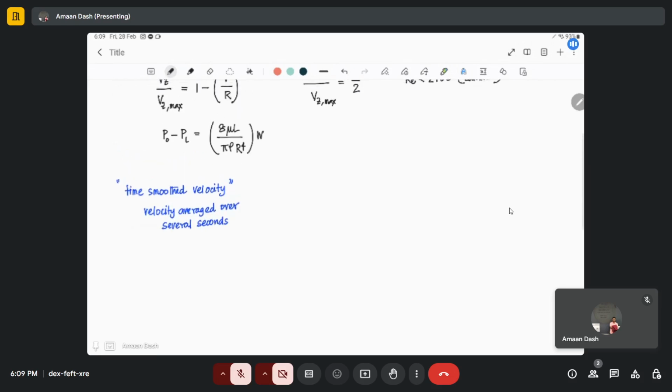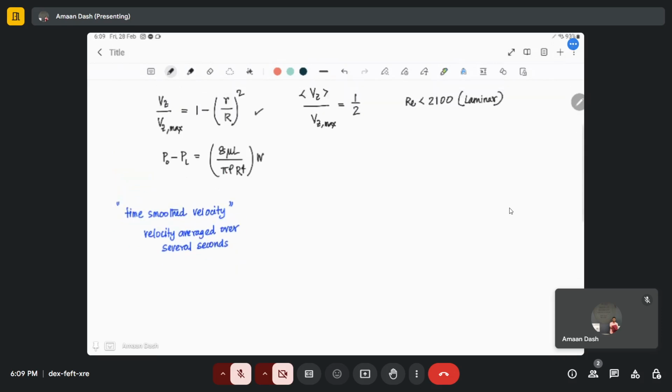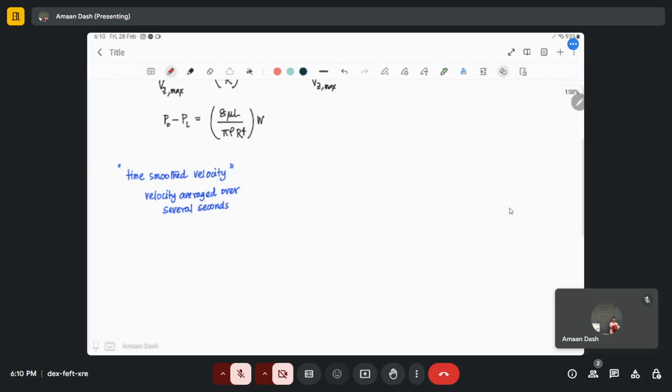Since it is averaged over time, it now only remains a function of one particular coordinate, like how we obtained here. But here we know that it was not fluctuating with respect to time, so we can directly write this expression. But since now it is fluctuating, we have considered a time smoothed velocity. And now with this smooth velocity, we can write expressions for velocity distributions. So let me write.